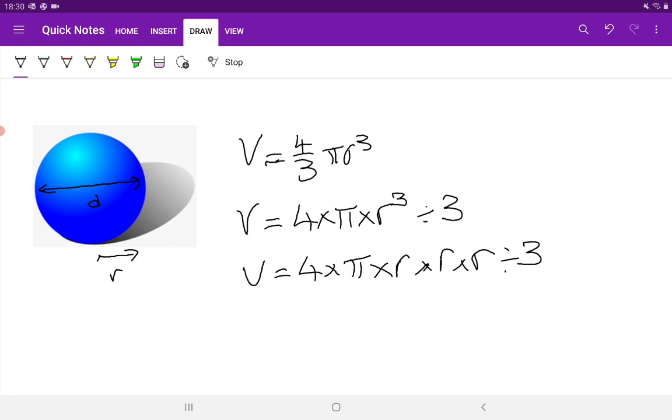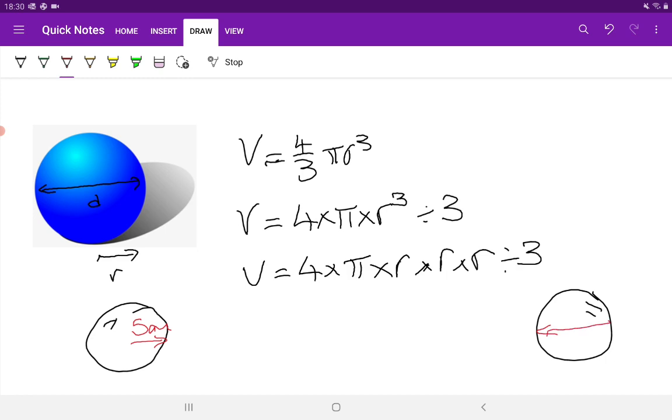So we're just going to do 2 quick examples. I'm going to draw some very dodgy spheres. With this first one, I'm giving you the radius. So the radius is 5 centimetres. And in the second one, I'm giving you the diameter. The diameter here is 18 centimetres.